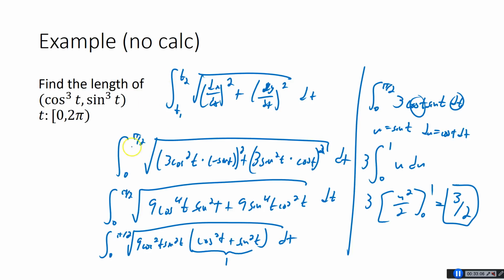But I'm not done, right? Because 0 to pi over 2, we have 4 of those. 4 times 3/2 is 12/2, which is 6. So it's 3/2 just for that first little bit, and the whole thing turns out to be 6.